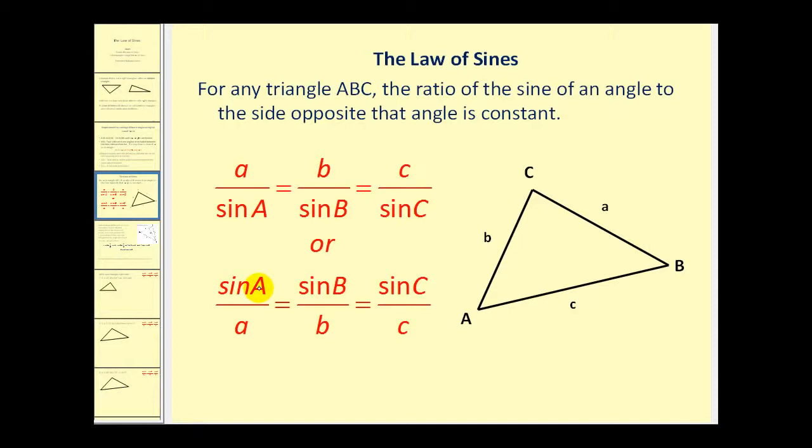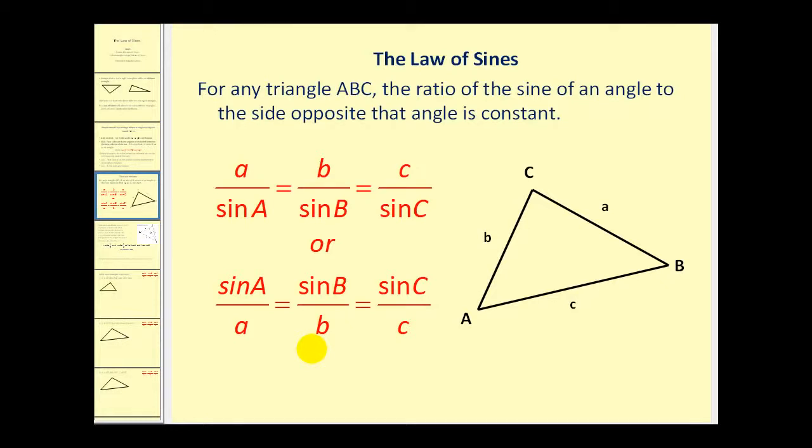The sine of angle A divided by the length of side A must equal the sine of angle B divided by the length of side B, which must equal the sine of angle C divided by the length of side C. So what this is saying is that these ratios will be constant in any triangle. And we're going to use two of these ratios to set up a proportion where one of these values will be unknown, and then we can use the fact that cross products are equal in a proportion and solve for the unknown value.